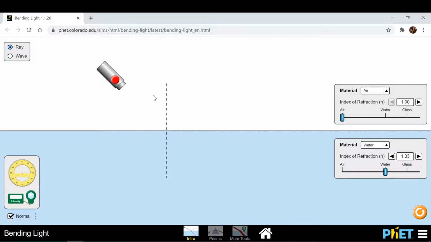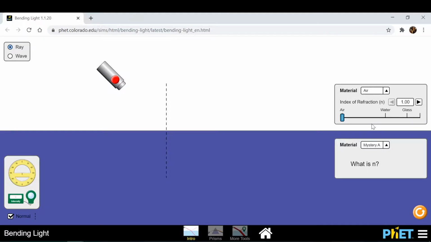So we have our upper medium in white, and then we have the lower medium in sort of a grayish blue. And in these two menus over here, we can choose what we want for the upper and the lower medium. So I'm just going to leave the upper medium as air, and I'm going to change the lower one to mystery A, because this is one of the materials whose index of refraction we are going to measure.